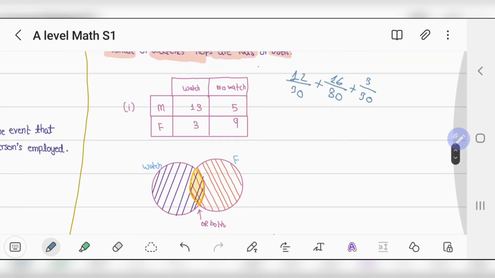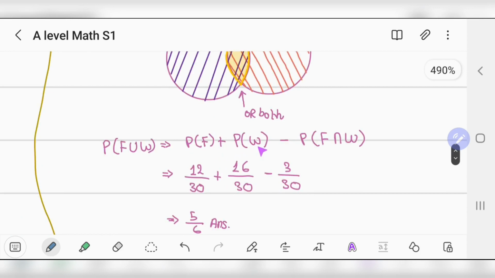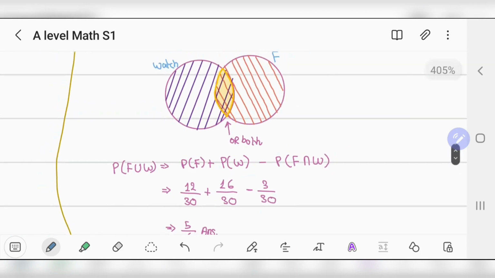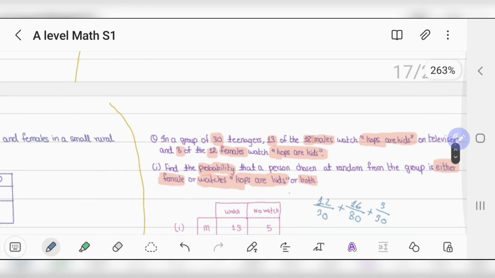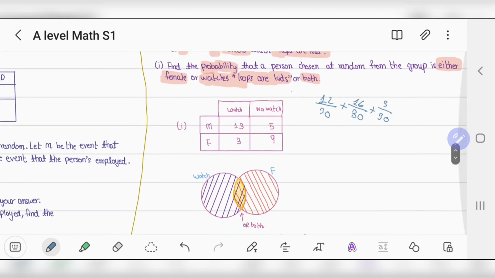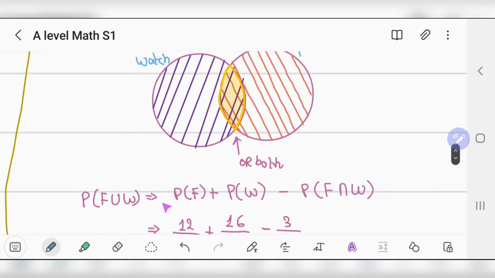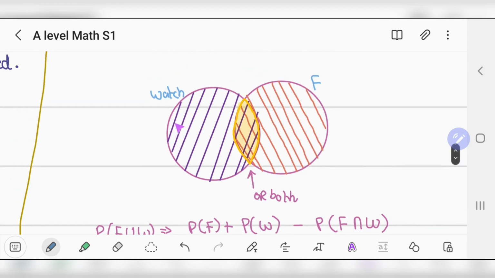Okay, now there's another thing. It's a female, it watches, and it's both. Whenever we have this kind of question, where it's said either female or watches or both, the first thing we're going to do is make a set diagram. This is for watch, this is for female, so it's a female and it watches, and this is both. Having the probability that it's a female, we got this. Having the probability that it watches, we got this.